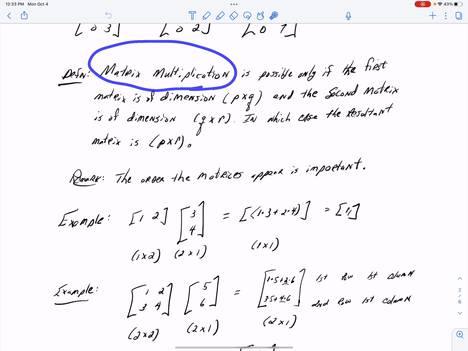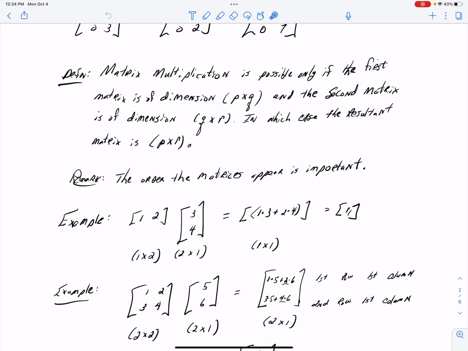Finally, matrix multiplication. How can I take two matrices and multiply them together? The answer is, the only way I can do that is if the number of columns on the first matrix is the number of rows on the second matrix. So if the first matrix is of dimension p by q, the second matrix is of dimension q by r, then since these two numbers match up, I can multiply them and I get a matrix of dimension p by r.